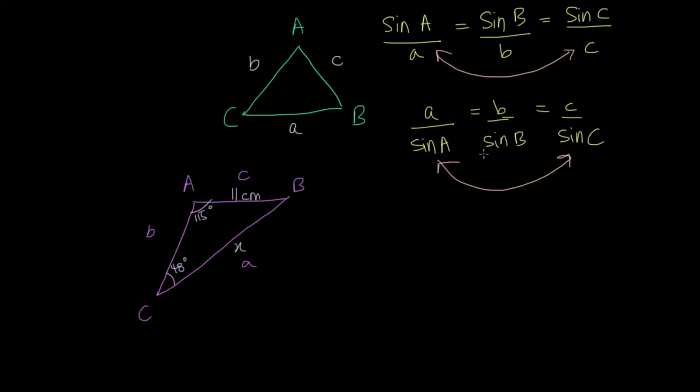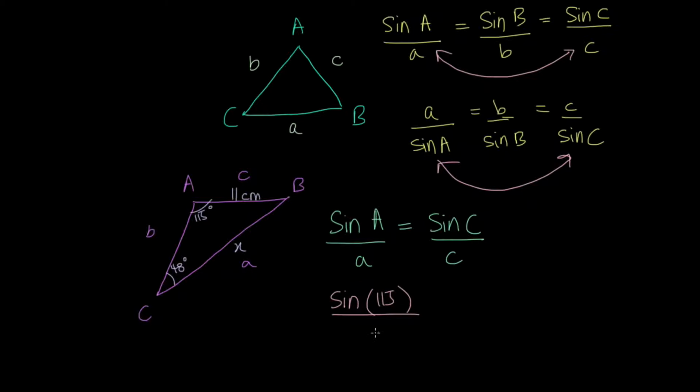Well, we have angle A, angle C, and we have one side and another unknown side. So using two parts of the equation as above, we can say sine A over side A equals sine C over side C, and what we're solving for here is the small a. Now we just plug in the values. So sine of 115 degrees over side A, which I'm just going to call x, equals sine of 48 degrees over 11.